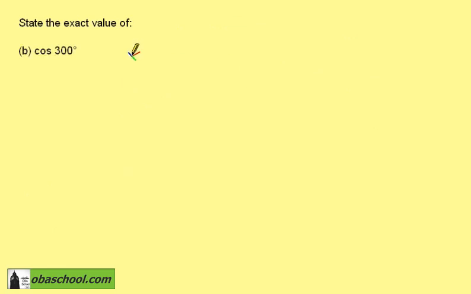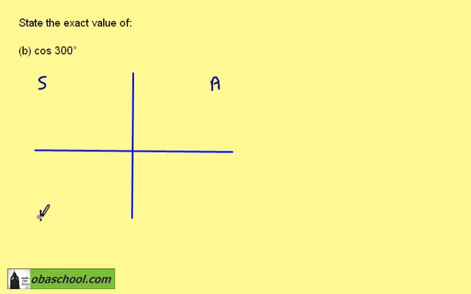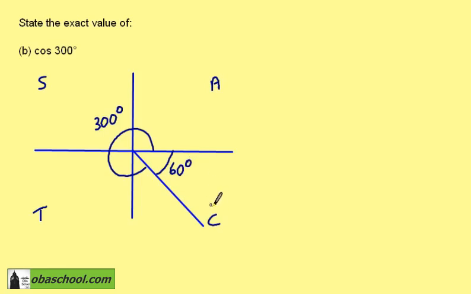Now for the cosine of 300 degrees. We draw our CAST diagram, and we locate 300 degrees. This is the angle 300 degrees, and the associated acute angle to the x-axis will therefore be 60 degrees.